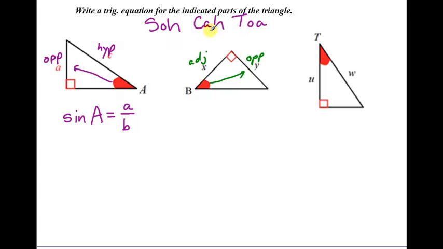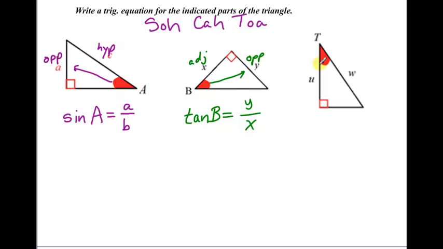So ask SOHCAHTOA, what would she say if we had to pair up the adjacent and the opposite sides? She would want to use the tangent ratio. And so it would be set up this way. The tangent for the angle B is equal to the opposite side, which is Y, over the adjacent side X. And then you're done. If you can do this, you'll be really successful with the next lesson.